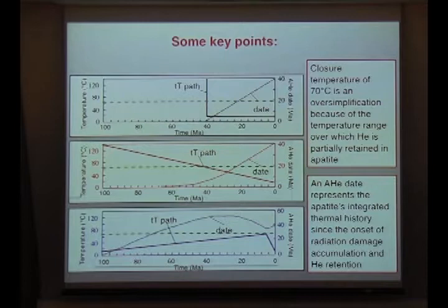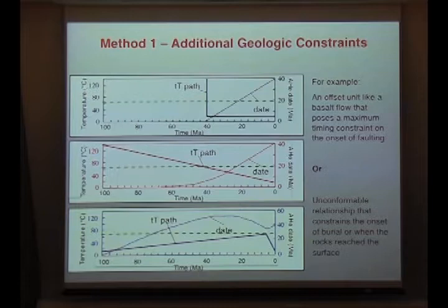So there are a variety of ways that you deal with this when you're designing experiments, and that we deal with this when we're trying to help understand data. The first, obviously, would be additional geologic constraints. Right? Hopefully you can go in the field. Hopefully you know the structures in the area. Perhaps you have some offset basalt flows that can provide a maximum constraint on the timing of faulting. Maybe you have some unconformable relationships of sediments that can help you understand when things were at the surface, when they were buried, and by how much.